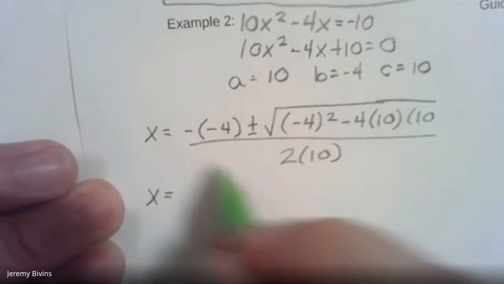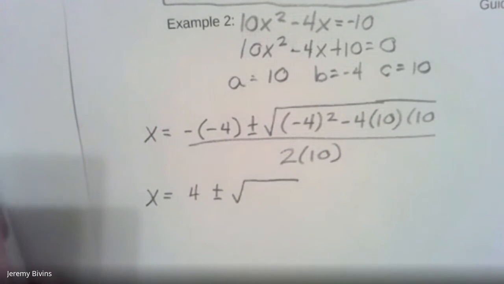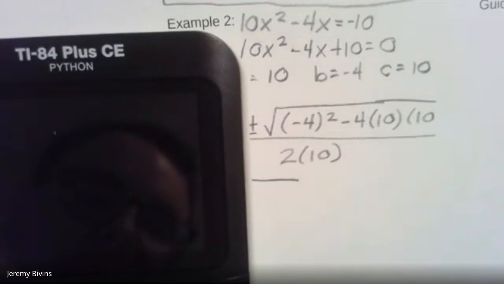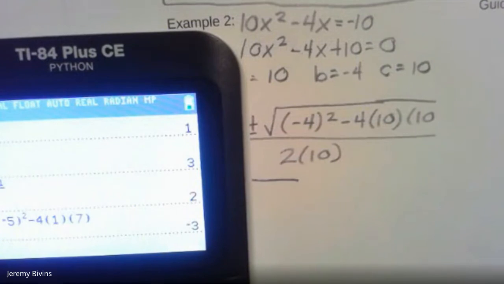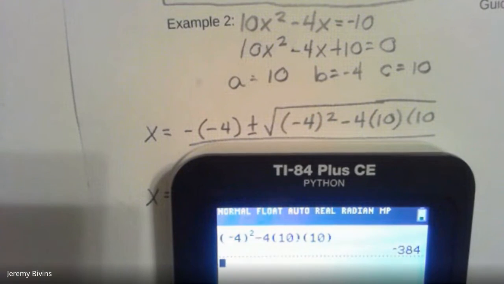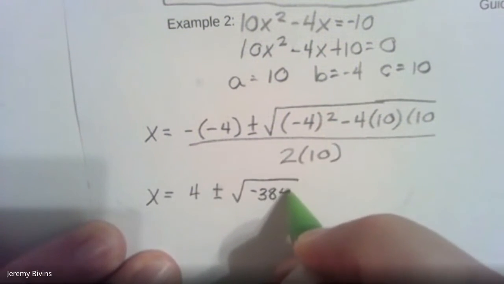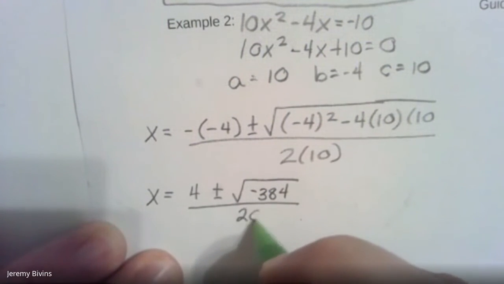Now we have x equals positive 4 plus or minus the square root that we're going to go to our calculator and plug in exactly as it appears. So let me try to get that on screen for you. We're going to do the parentheses, negative 4 squared minus 4 times 10 times 10, and we get negative 384 under the radical. And on the bottom we have 20.